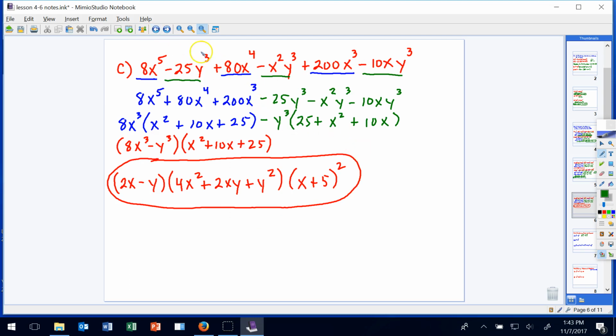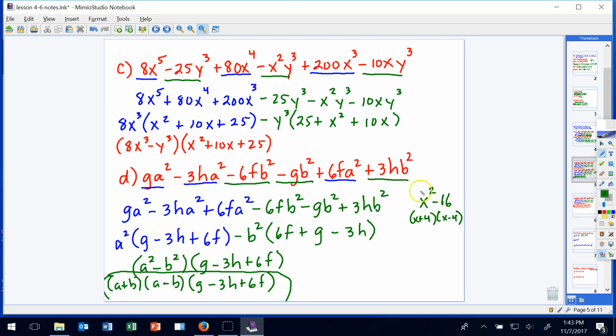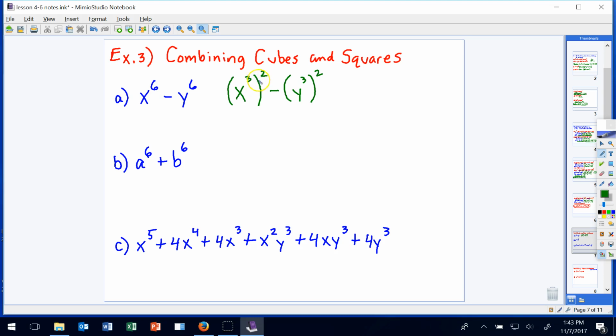It relates back to what we just looked at in this example. The difference between two perfect squares factors as this. So once again, here's two perfect squares, and they factor as x cubed minus y cubed times x cubed plus y cubed. Okay, so now we're going to go back to the beginning of our lesson today, and we know how to factor out both of these.